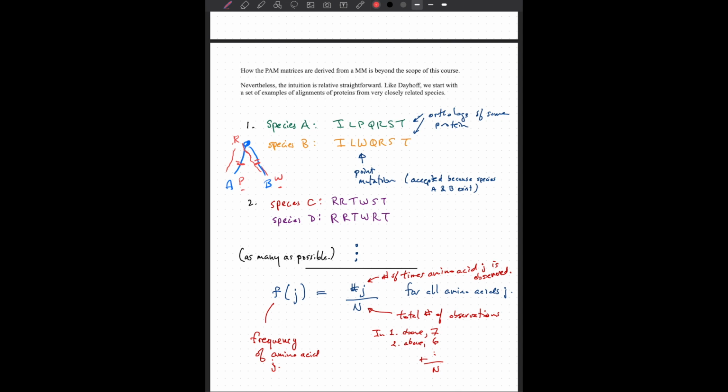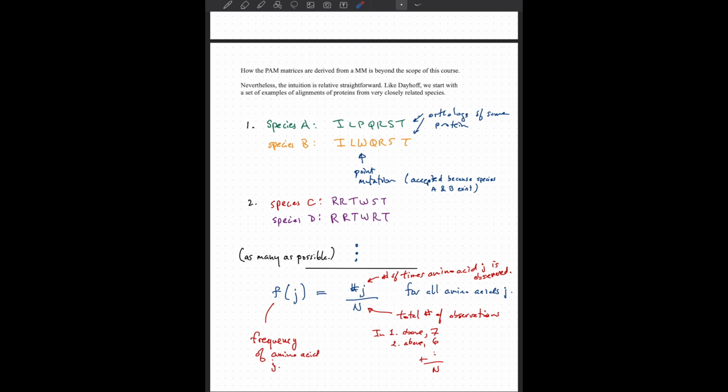But what Margaret Dayhoff did was collect lots of these fragments across 71 trees, as many as possible. Now you would use hundreds of thousands, right? But back in the day she didn't have too many, just 1,500. And then she calculated the frequency of each amino acid, which was just the number of times she observed the amino acid divided by the total number of observations.